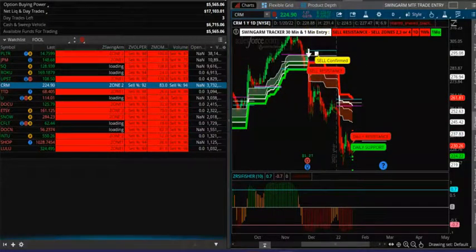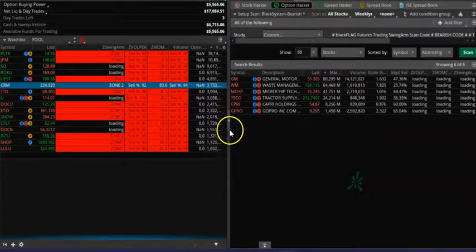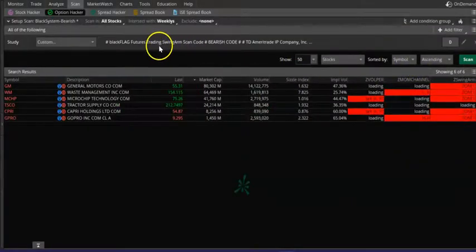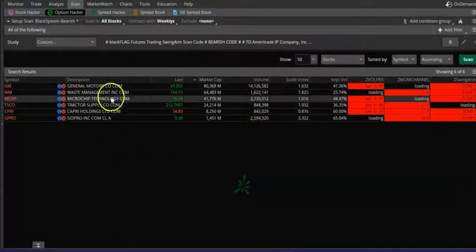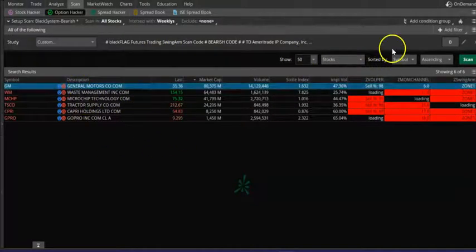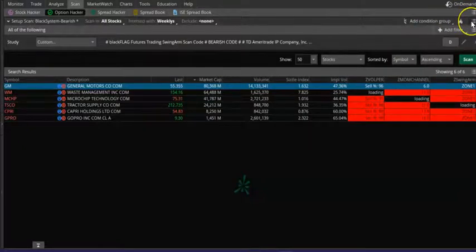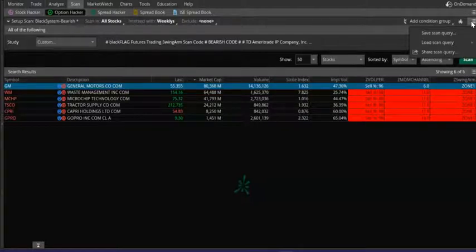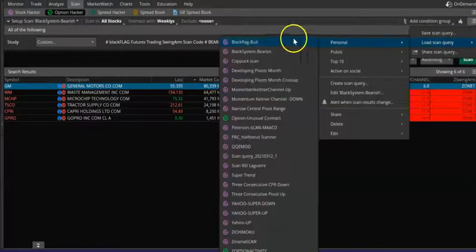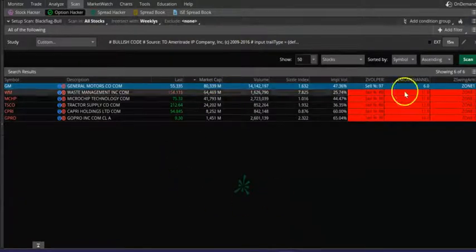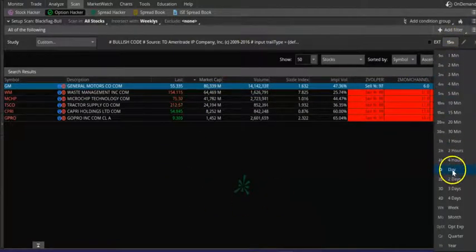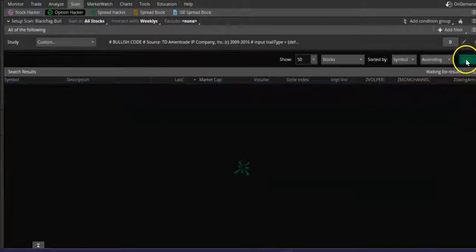Then you also have a scanner. We have a scanner which can give us indicators for bullish or bearish. For example, let's look at bullish. Load personal bullish. I want to do 1 day, weekly. The only stock I saw before was gold.